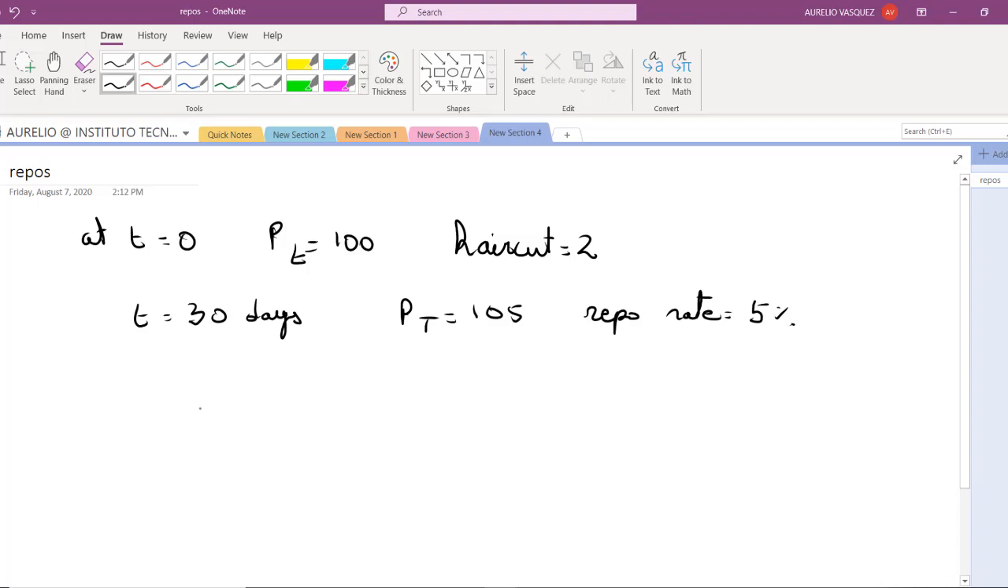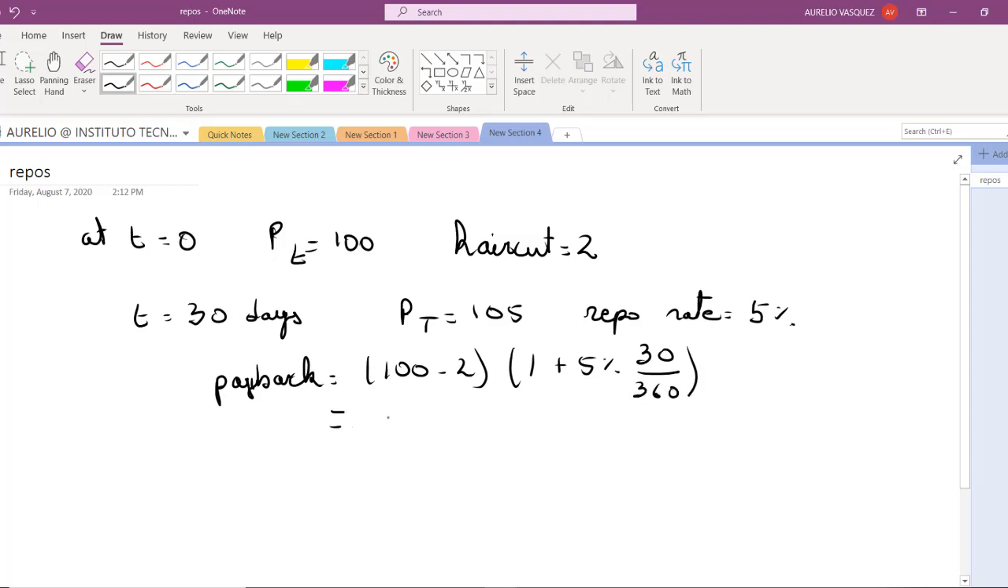5%. So how much are they going to pay me back? I have to pay back 100 minus 2 of the haircut, times 1 plus the 5% of the repo rate multiplied by the number of days that this interest rate is going to apply for. So that's 30 over 360, and this is equal to 98.4083.